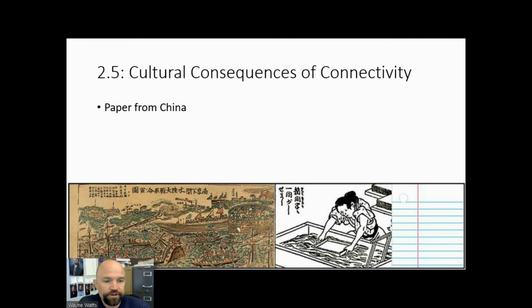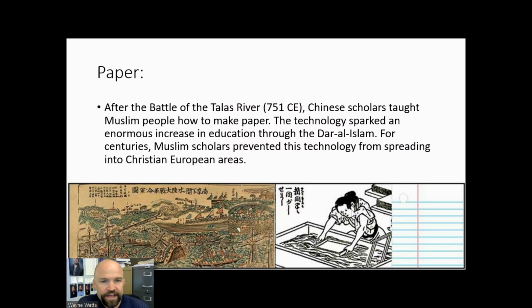The Chinese were the first ones to use the type of paper that you and I are more accustomed to. In the Mediterranean basin, they were used to using papyrus. But anyway, papermaking techniques came from China, and they diffused through the Islamic world after the Battle of the Talas River in 751, when Chinese scholars taught Muslim people how to make paper. The technology sparked an enormous increase in education throughout the Dar al-Islam.